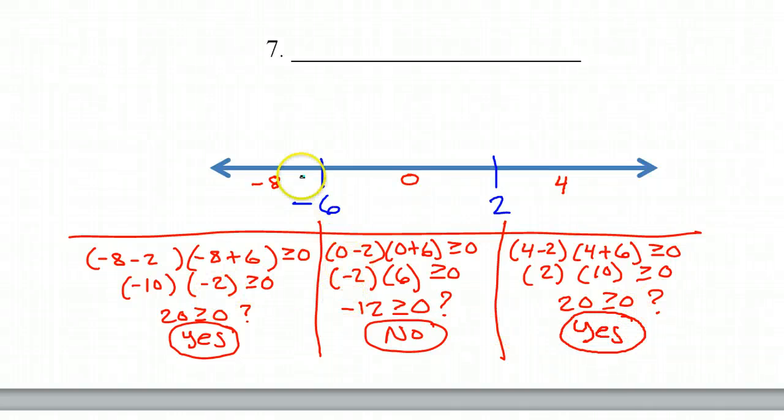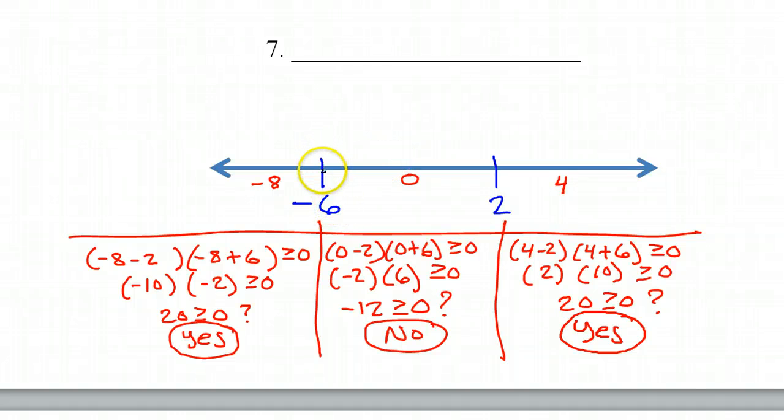So our test values tell us the places where we got a true statement, where you see these yeses, that's where the solutions are. So that tells us we will have solutions in the first area and the third part of the graph, but not in the middle.